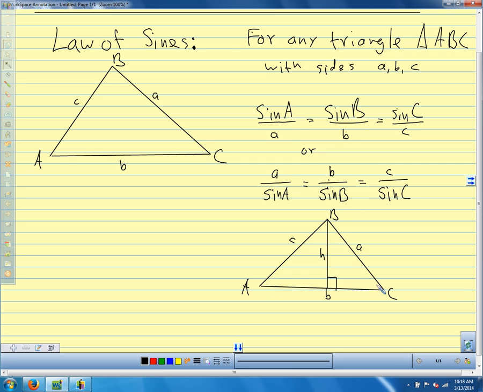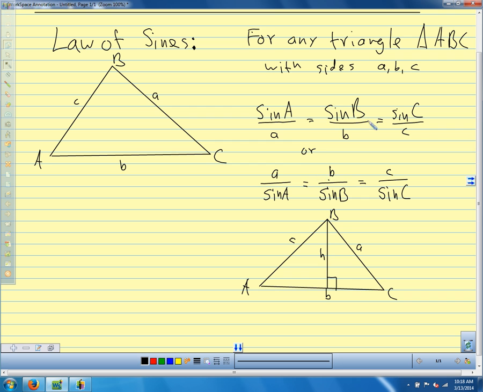And I could draw the height from a different vertex, and then I get the other equations. So the law of sines comes from finding the height of this triangle using trigonometry. That's why it works. So like I've said before, in geometry we like to turn problems into triangle problems, and we also like to turn triangle problems into right triangle problems, because that lets us use the Pythagorean theorem, that lets us use SOHCAHTOA. That's what we did for the law of sines.